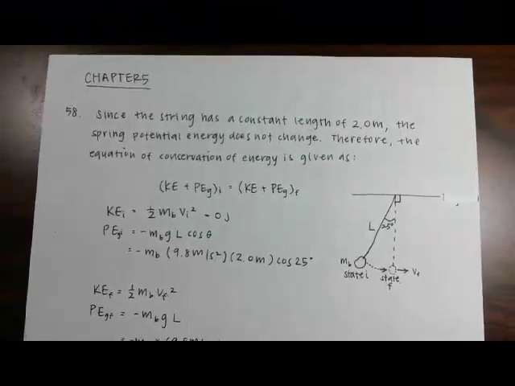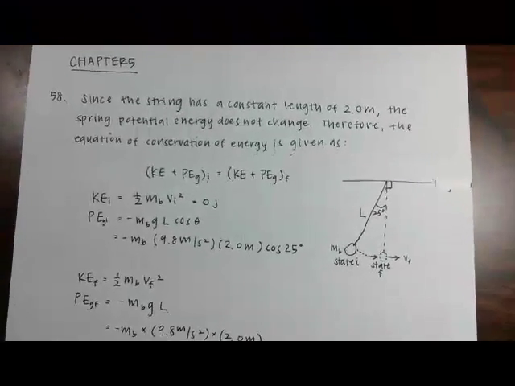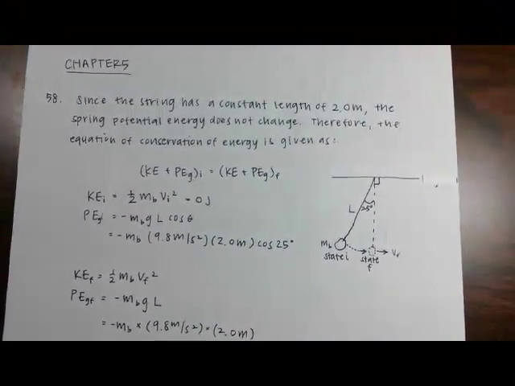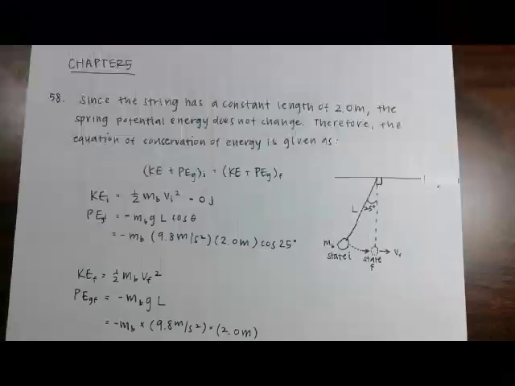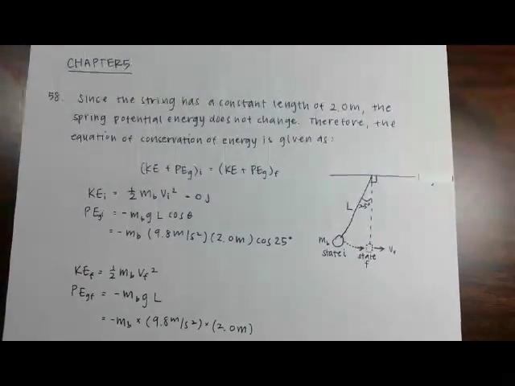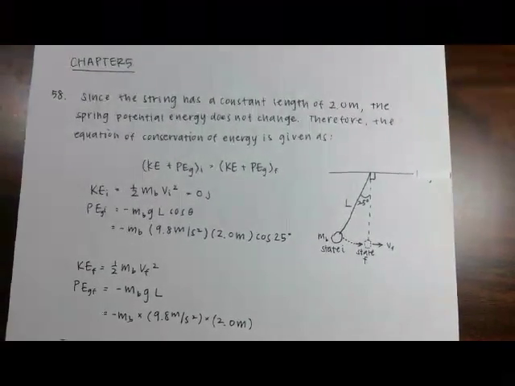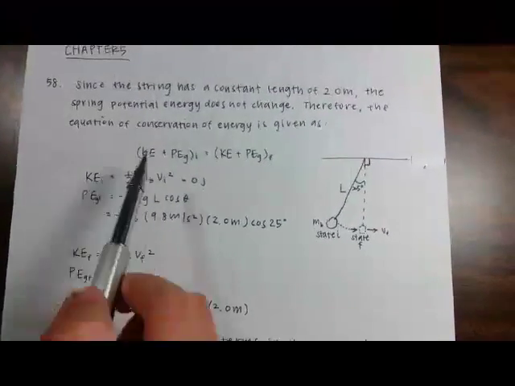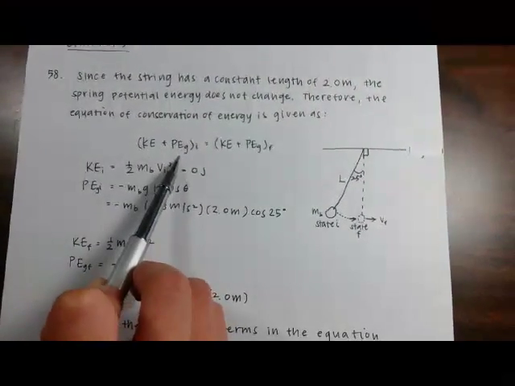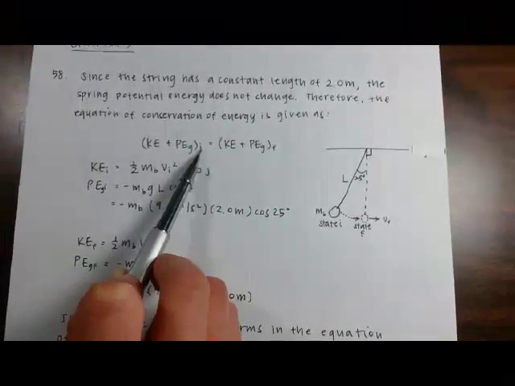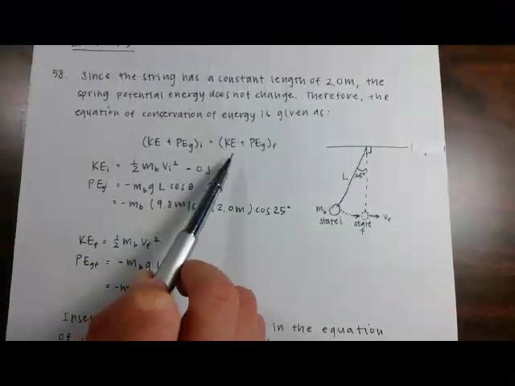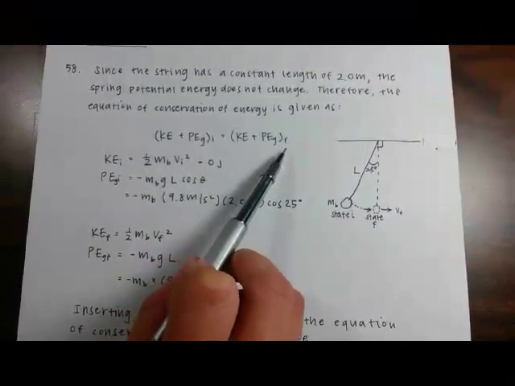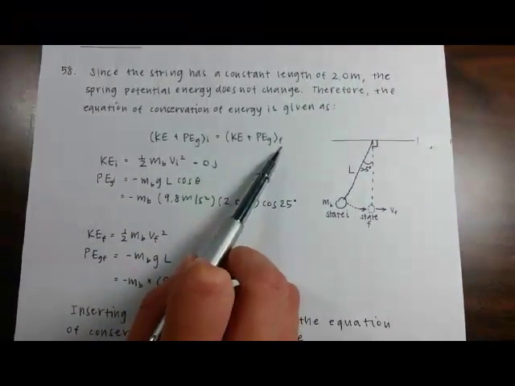Since the length of the string doesn't change, we don't need to consider its spring potential energy. Therefore, we only need the kinetic energy and the gravitational potential energy in the equation of the conservation of energy, which is written as kinetic energy plus gravitational potential energy at its initial state equals the kinetic energy plus the gravitational potential energy at the final state.